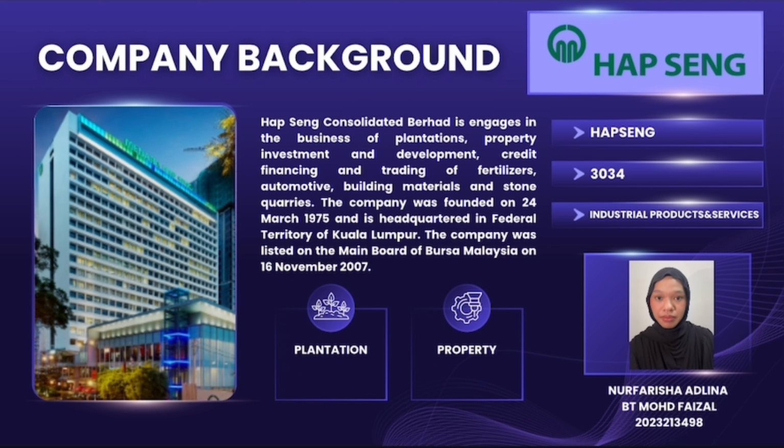Hapseng Consolidated Berhad is engaged in the business of plantation, property investment and development, credit financing, and trading of fertilizers, automotive, building materials and stone quarries. The company was founded on 24 March 1975 and is headquartered in the Federal Territory of Kuala Lumpur. The company was listed on the Main Market of Bursa Malaysia on 16 November 2007. The company's main activity is plantation and property. The company's stock name is Hapseng with the code 3034.